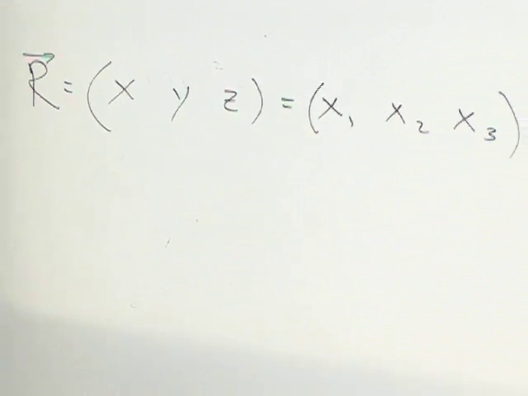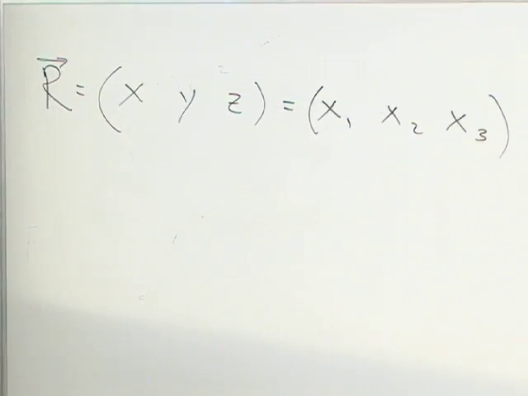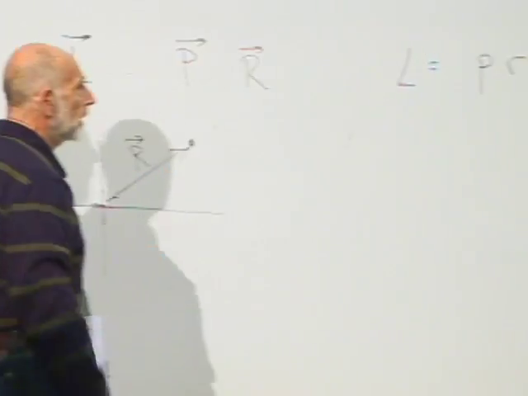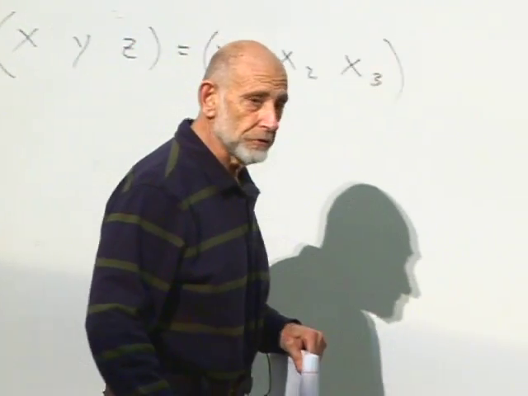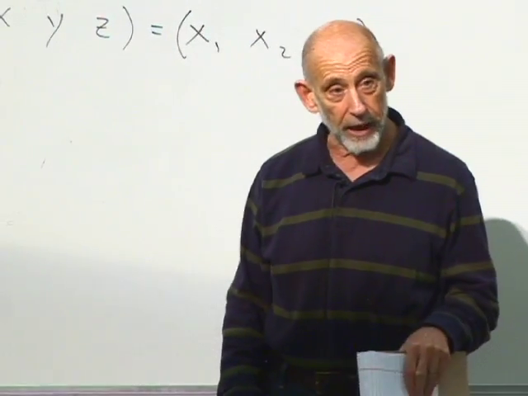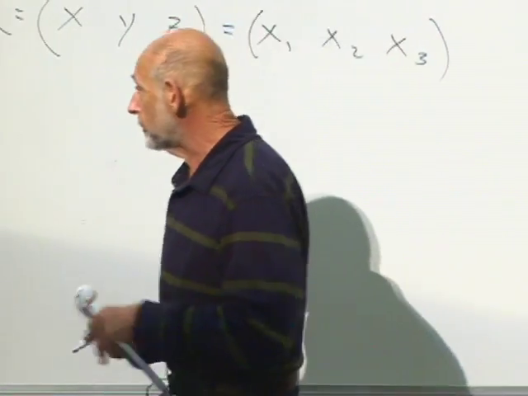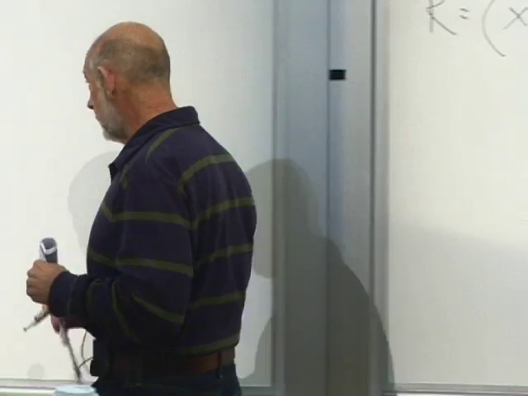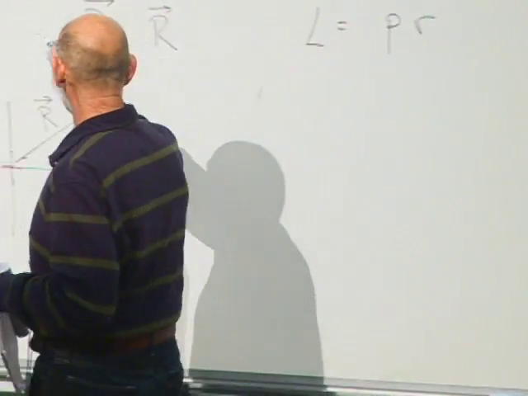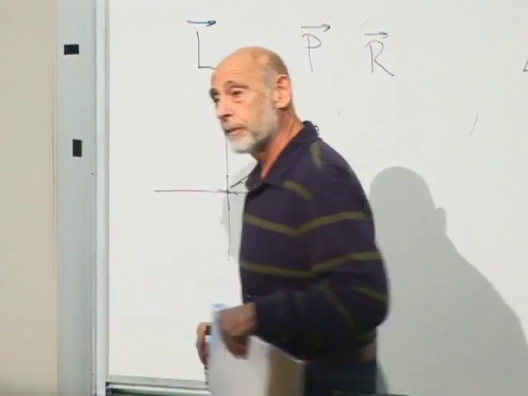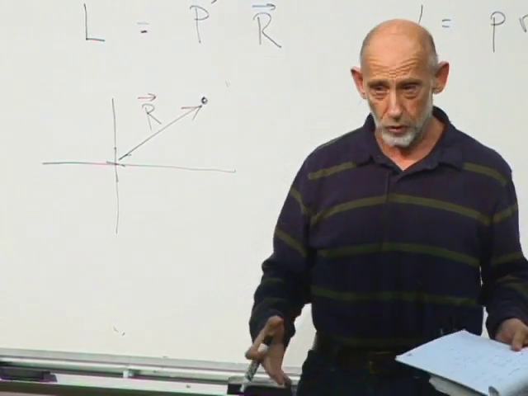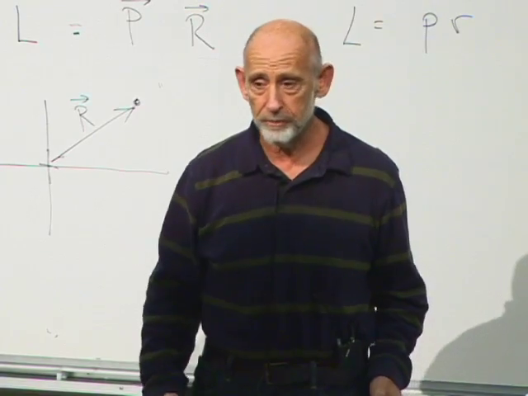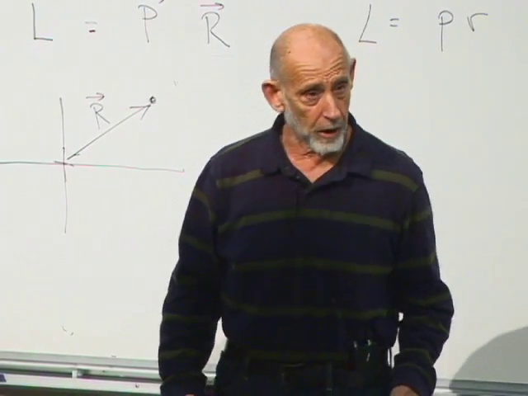OK, so we have these two vectors, and somehow the angular momentum is a product of the two vectors. The angular momentum is itself a vector. How do you make a vector out of two vectors by multiplication? What kind of rule of multiplication is there that takes two vectors and combines them together to make a new vector? There's only one such rule, and that's the cross product.